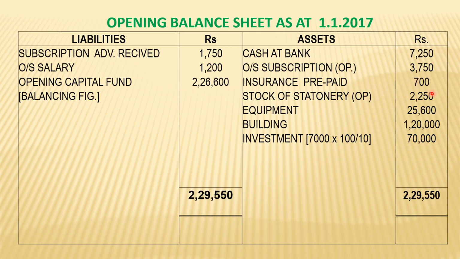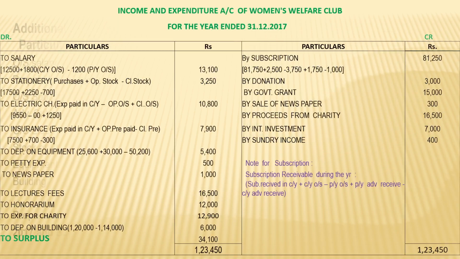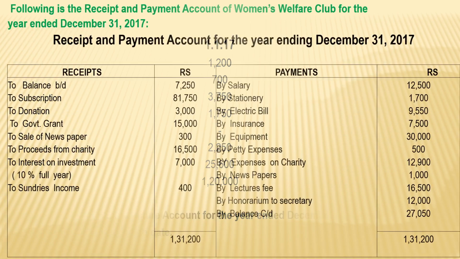Stock stationery, it is also an asset. Equipment, building. Now this is the information which you have to take carefully. Like investment, here there is data related to interest on investment which is shown on our receipt and payment account. So when such type of information is there, we have to take carefully. Like total interest received 7,000.